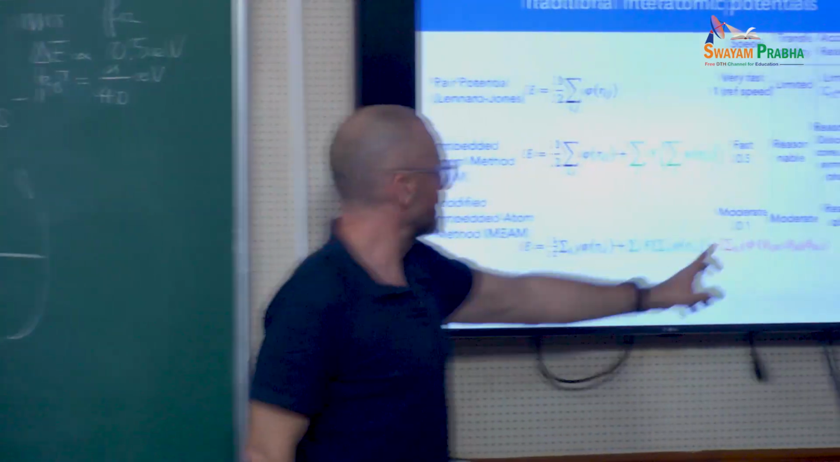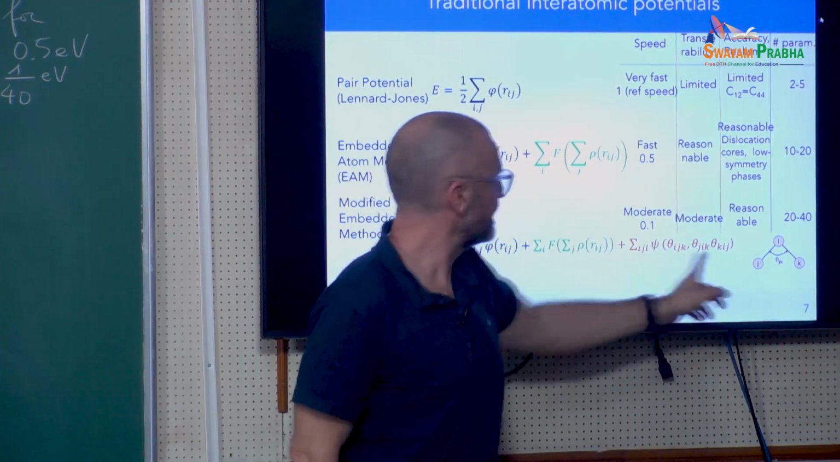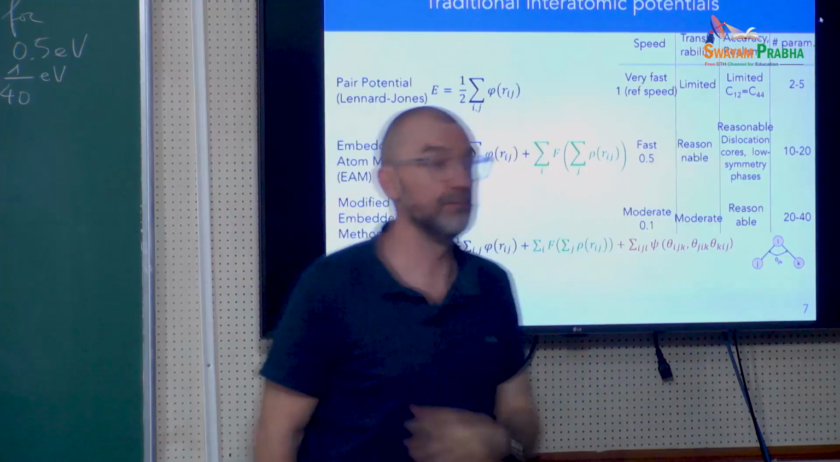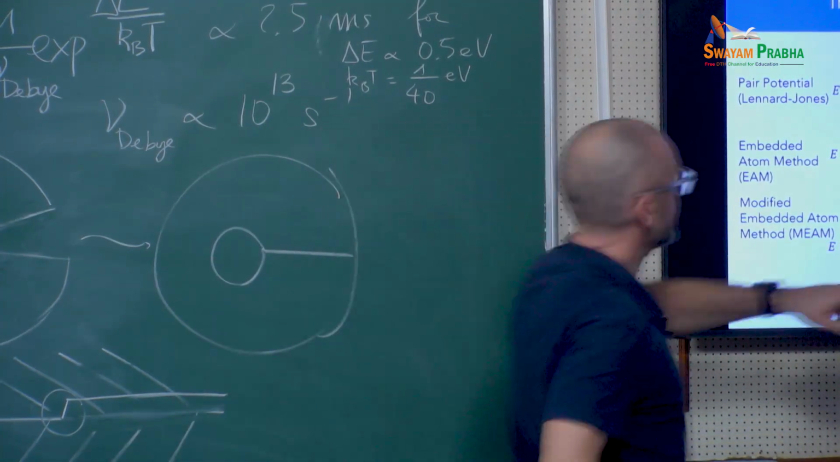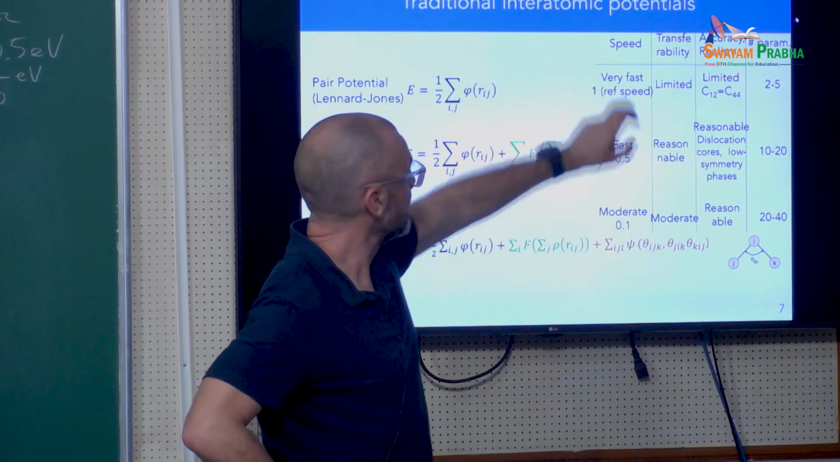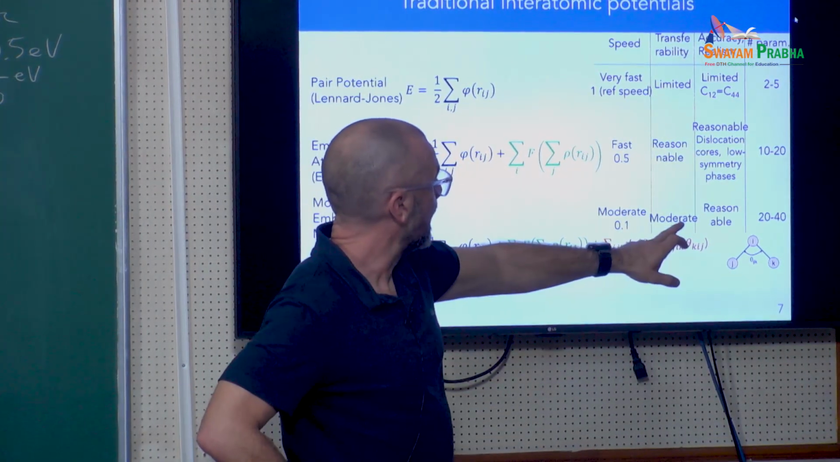So you still have the EAM, and now you add a term here that will depend on the angles between the neighbors. This one is about 10 times slower than the pair potential.